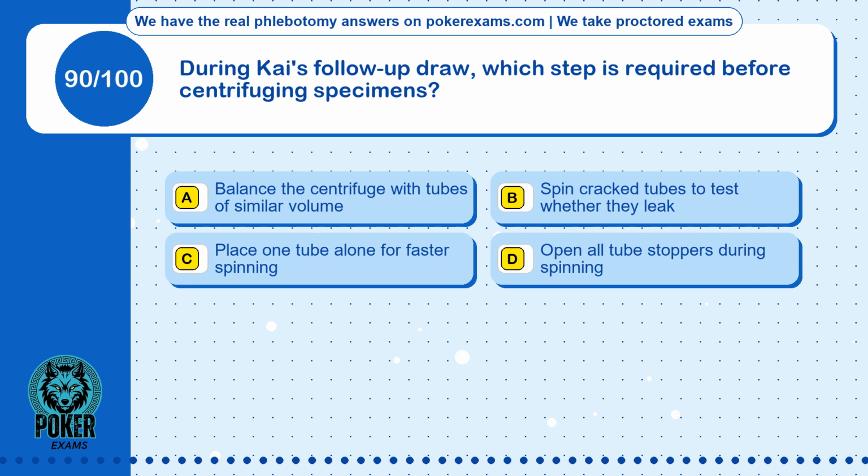Question 90. During CHI's follow-up draw, which step is required before centrifuging specimens? Option A, balance the centrifuge with tubes of similar volume. Option B, spin cracked tubes to test whether they leak. Option C, place one tube alone for faster spinning. Option D, open all tube stoppers during spinning.